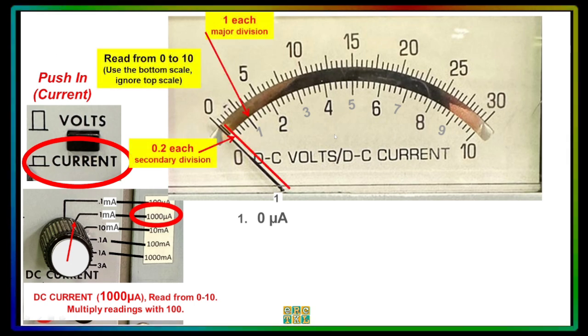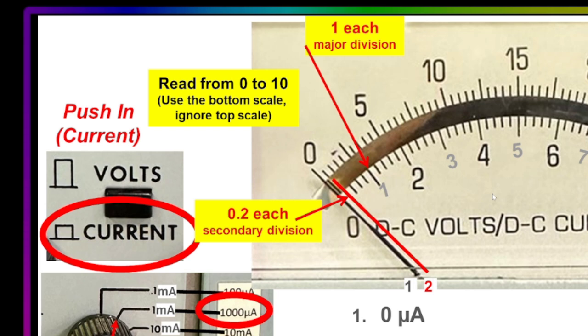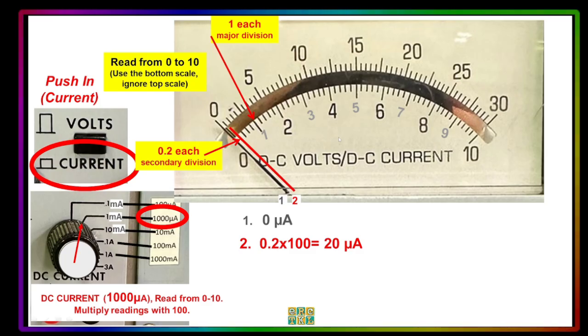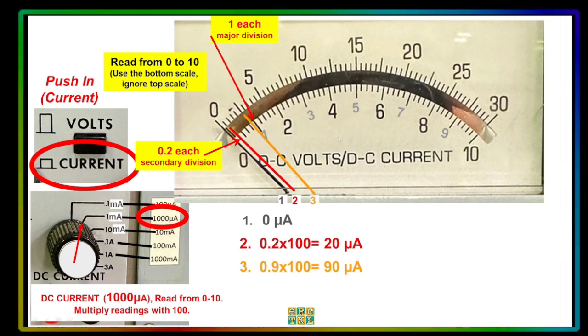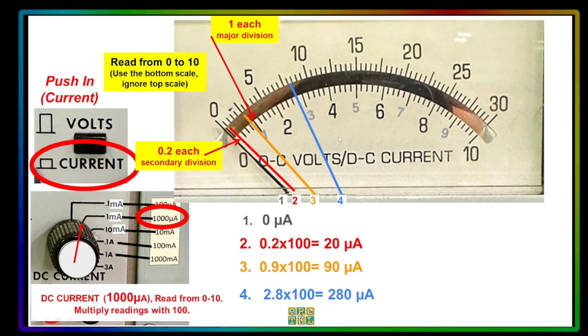Again, 0.2 and 1 each. So this one will be 0.2. Multiply with 100, that will be 20 microamperes. The second one, 0.9, multiply to 100, 90 microamperes. The third one is 2.8 multiplied to 100. We will get 280.